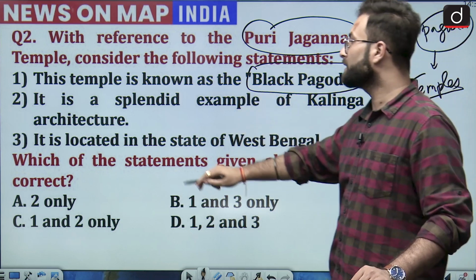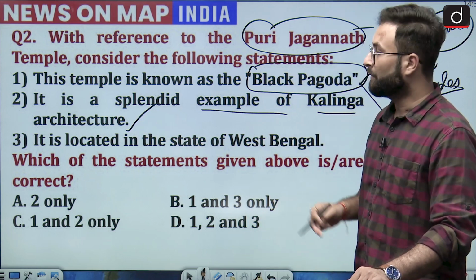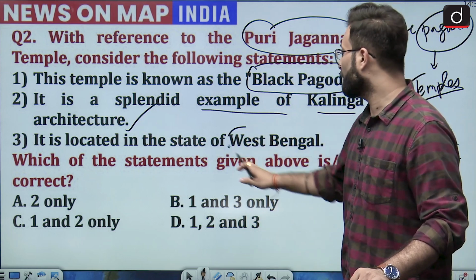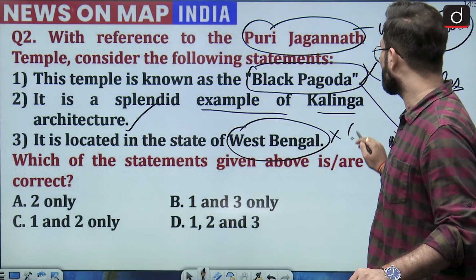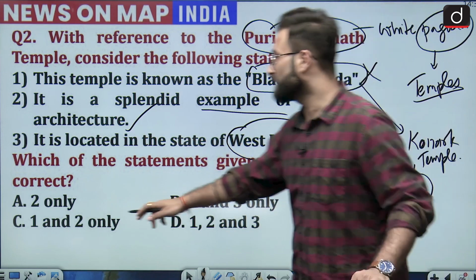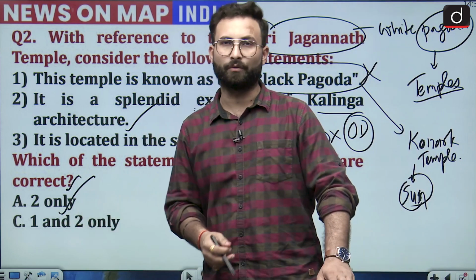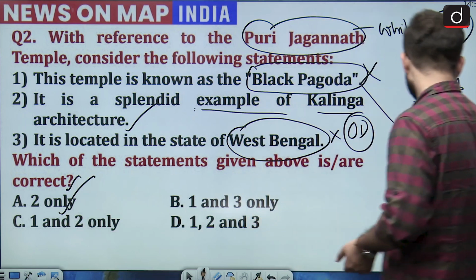Now coming to the second one, it is a splendid example of the Kalinga architecture. Now this is correct. Now the third statement, it is located in the state of West Bengal. This is incorrect because we have seen that it is located in the state of Odisha. So they have asked you to give the correct statements over here. So we can say that only 2 is correct. Option A would be your right answer over here. Now let's move to the next question, question number 3.